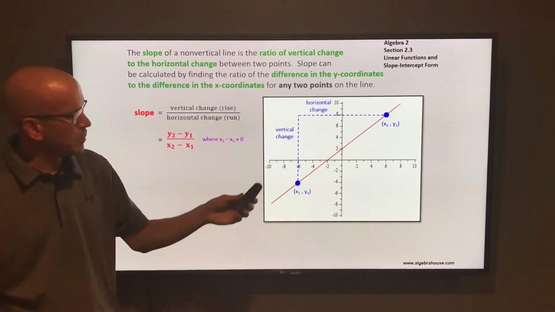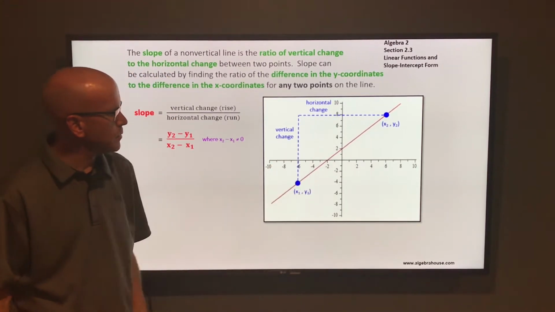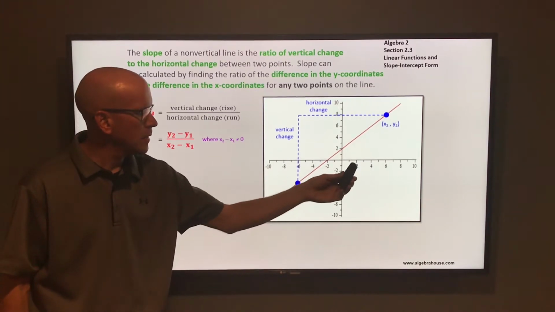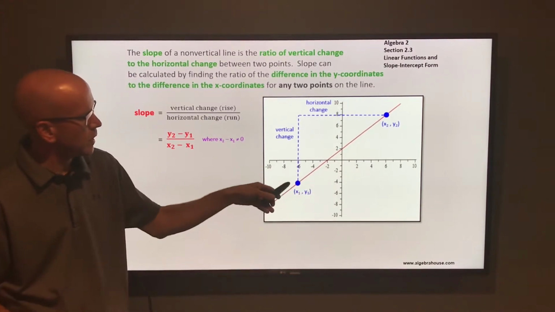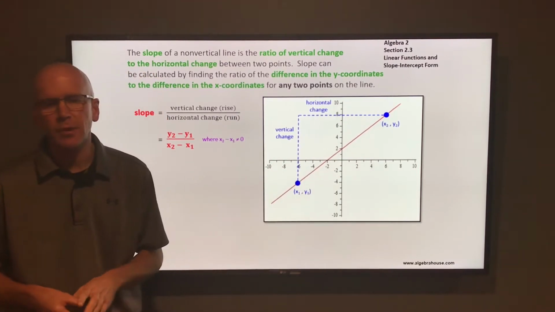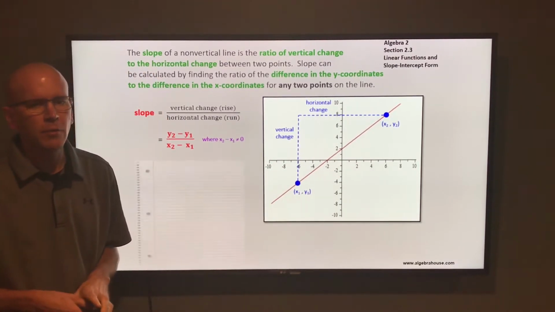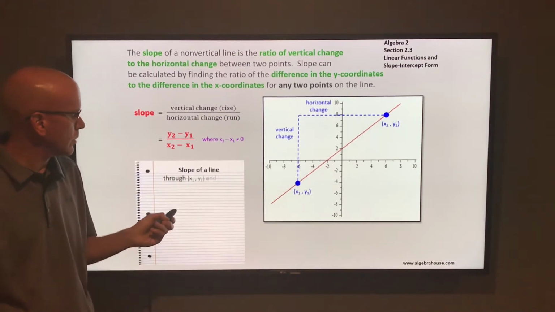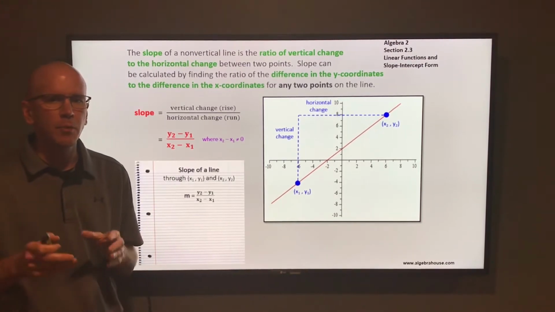So to find the slope of the line that goes through those 2 points, you're simply taking the change in y over the change in x. Change in y is the vertical change. Change in x is the horizontal change. So just subtract the y coordinates and put that over the subtraction of the x coordinates. Again, do not get hung up on the formula.